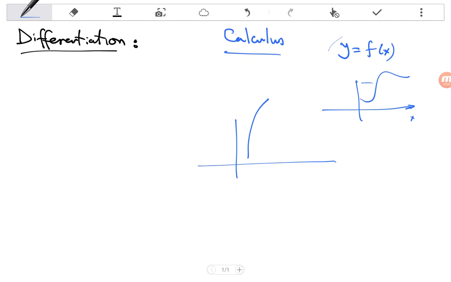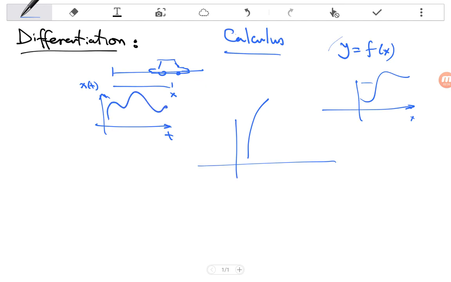For example, that change may represent the change of position of a car. I have a car, for example, like this, and its position is x, and that position changes with time. Whenever the car moves, it changes its position with time. So that is depicted as x as a function of time, and there is a relation between the position and time.